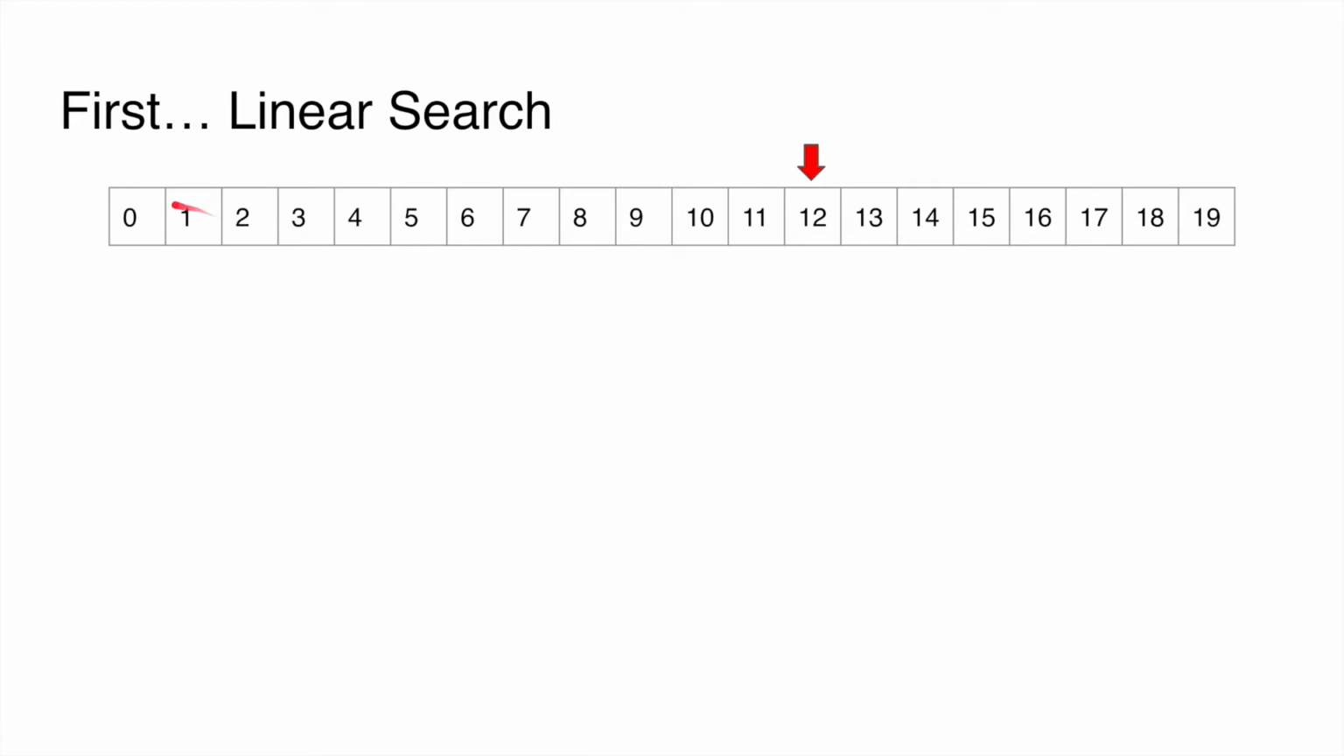The first index is not 1, it's 0. We say, is it there? No, it's not. We check the second one. There? No, no, no, no, no, no, no, no, no, no. Finally! How long did it take us? 13 guesses to get there. We had to look at all of these across the way. Now, normally we don't search for a number like 12 when we know it's 12.